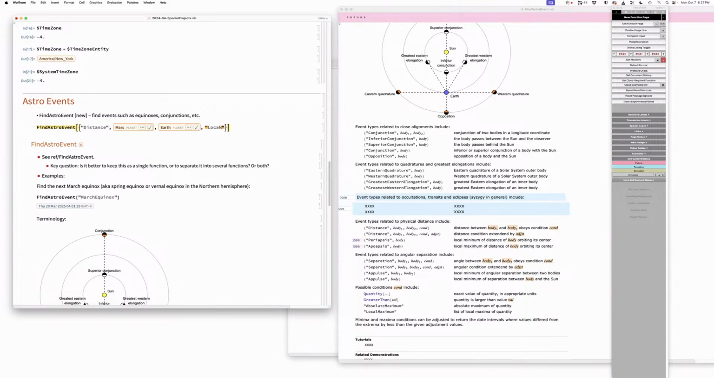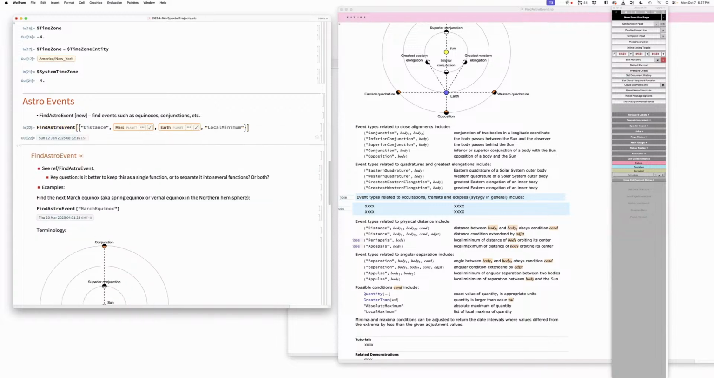This is going to find the next local minimum of the distance. Now you may have to download data. If you add a date interval in the second argument, it will give you all local minima in that period.